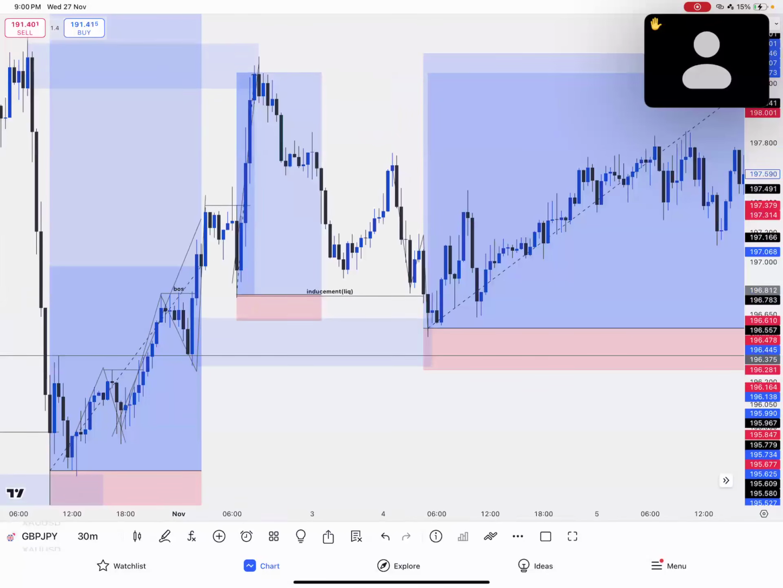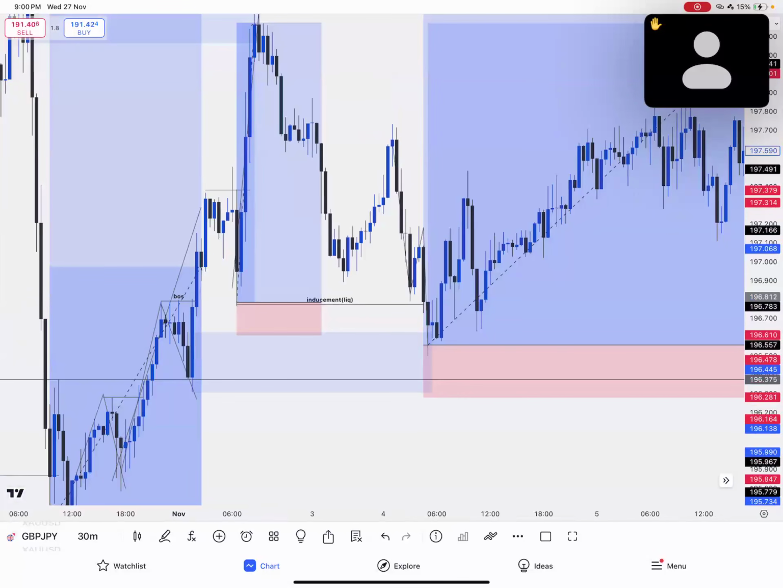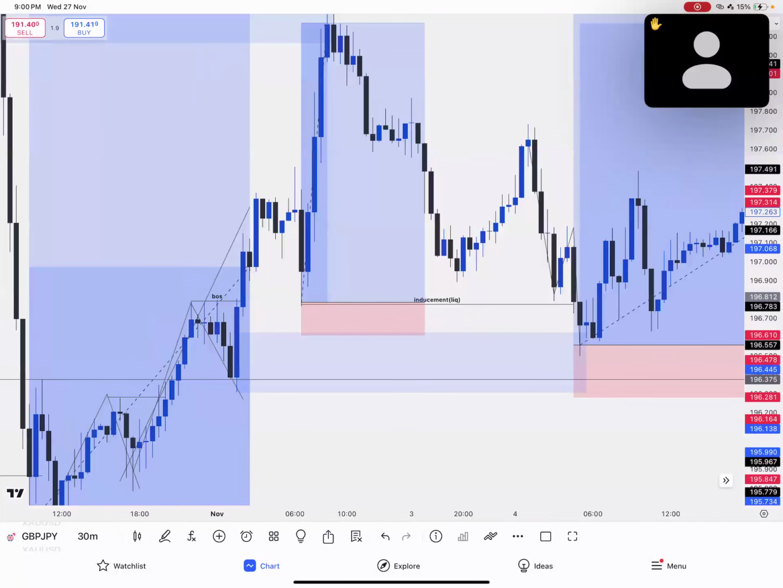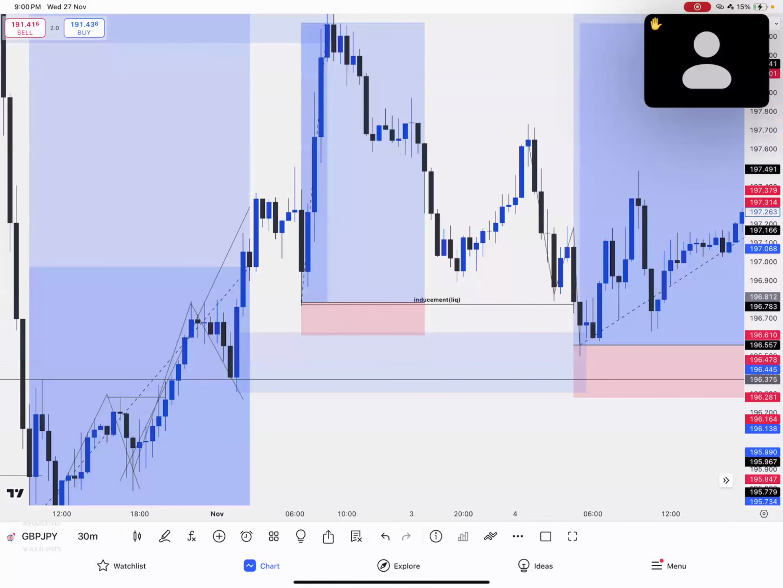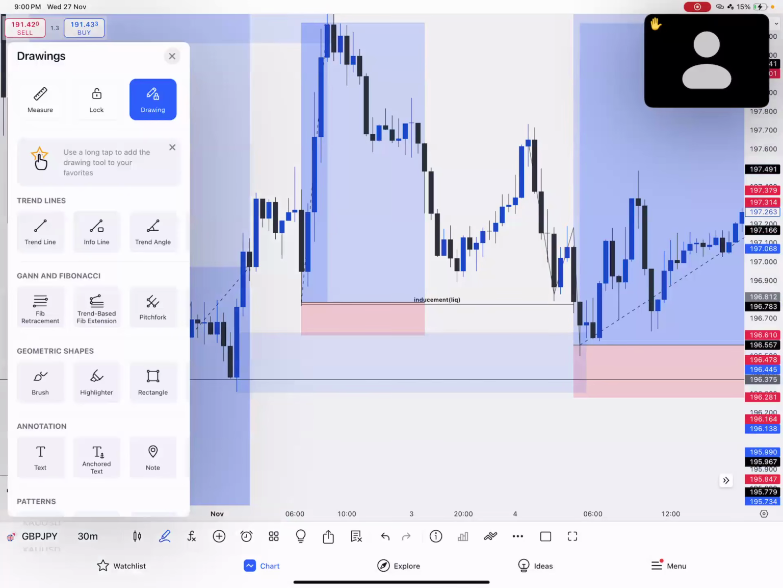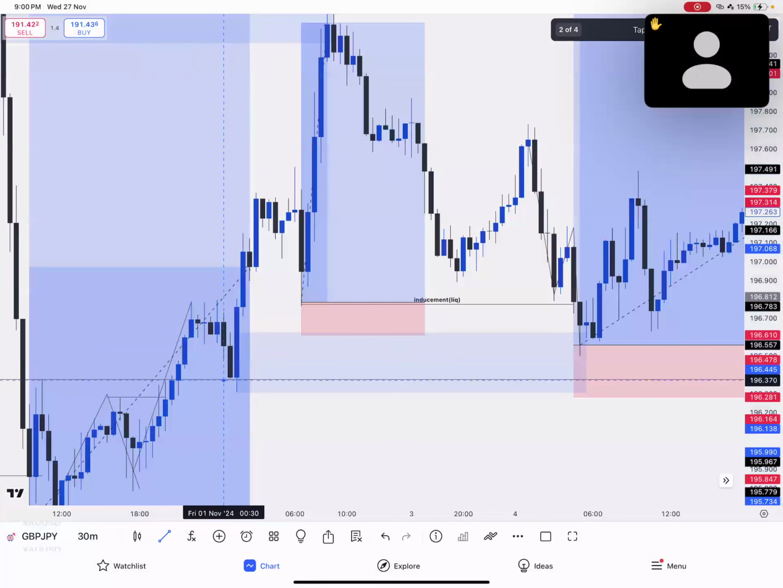For this particular trade that I took here, it was off of a breaker. This is my breaker here. But where did I get my inducement? Okay, yeah. So the market broke to the upside. After breaking to the upside, it did what? It made this pullback here. This is the candle, my inducement candle here.